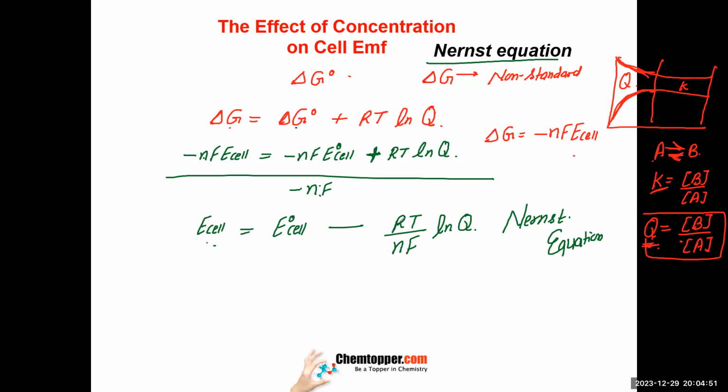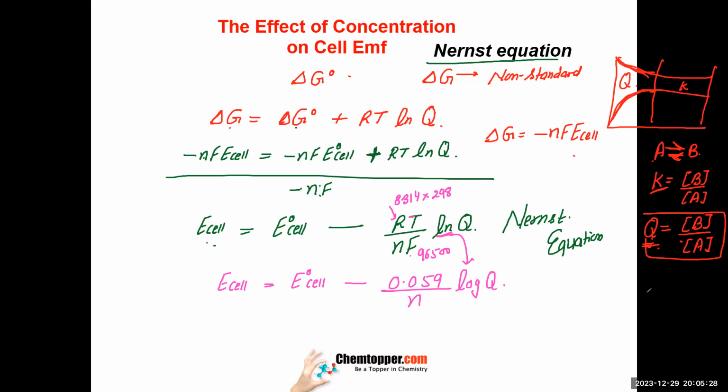Check here. R is 8.314. Generally, we carry out all the reaction at 298. F is 96,500 coulombs. When you plug in these values in your calculator, your equation changes, and convert this ln to log. Equation changes to E naught cell minus 0.059 over n log Q. ln has become log.